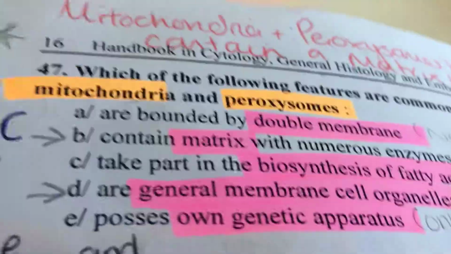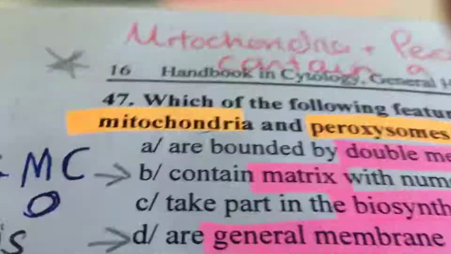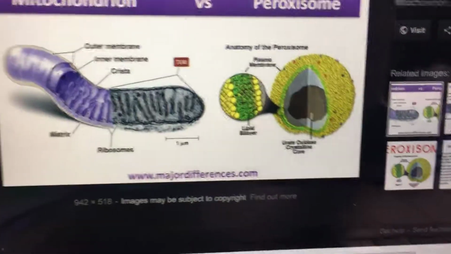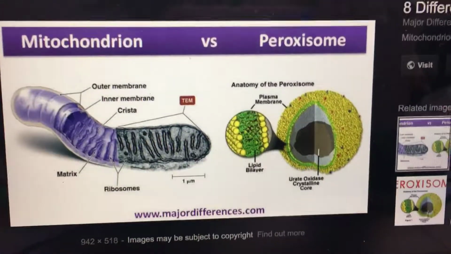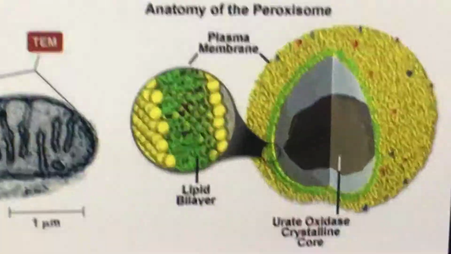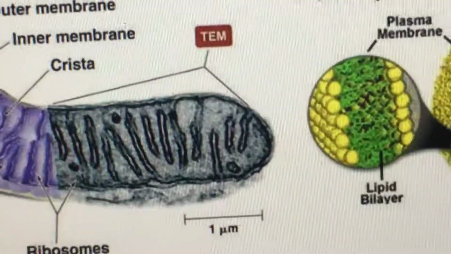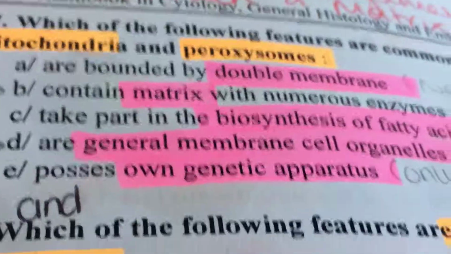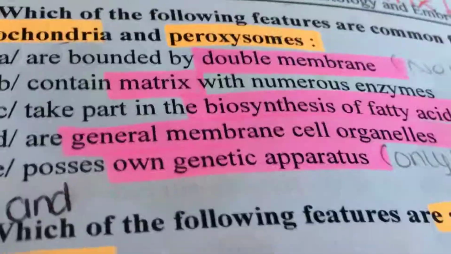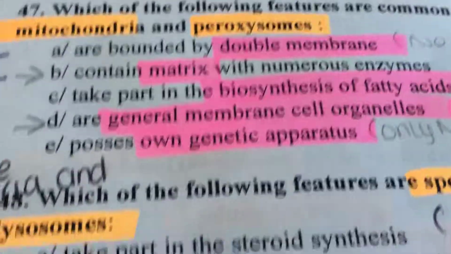Contain a matrix with numerous enzymes. Okay, mitochondria and peroxisomes, the one thing that they both have in common is that there is a matrix present. Here you can see that mitochondria has the inner and outer membrane, a double membrane layer. There's the peroxisome. It contains a crystalline core, a crystalline matrix in the core, and this one also contains our matrix there. Okay. Are general membrane cell organelles? Yes, we've already discussed them. Possess own genetic apparatus? No, only the mitochondria does.